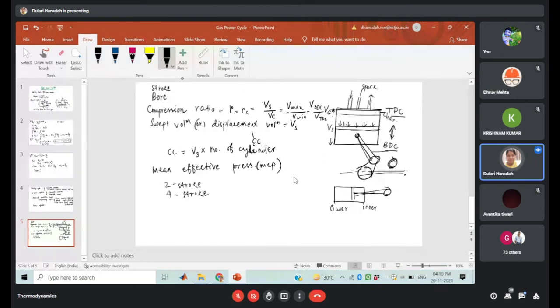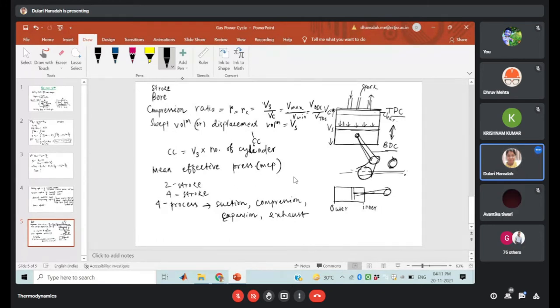So we will discuss all the processes. There are four processes mainly occurring in the IC engine, petrol or diesel engine. Four processes or four operations. First is the suction, then the compression, then the combustion, and then the expansion, then the exhaust. I'll discuss them one by one. So all four processes will occur in the four strokes of the piston, four movements of the piston.